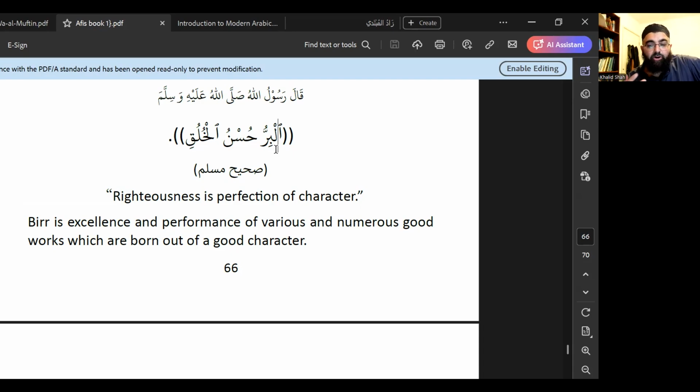So al-abrar are the people that will enter Jannah, right? The righteous ones. Abrar is the plural of bar. Bar is the person. Bir is being righteous, being all manners of good. So the explanation of bir is excellence and performance of various and numerous good works, right? And this is born out of the perfection of character, the goodness of the character inside, the cleanness of the heart, and so forth.